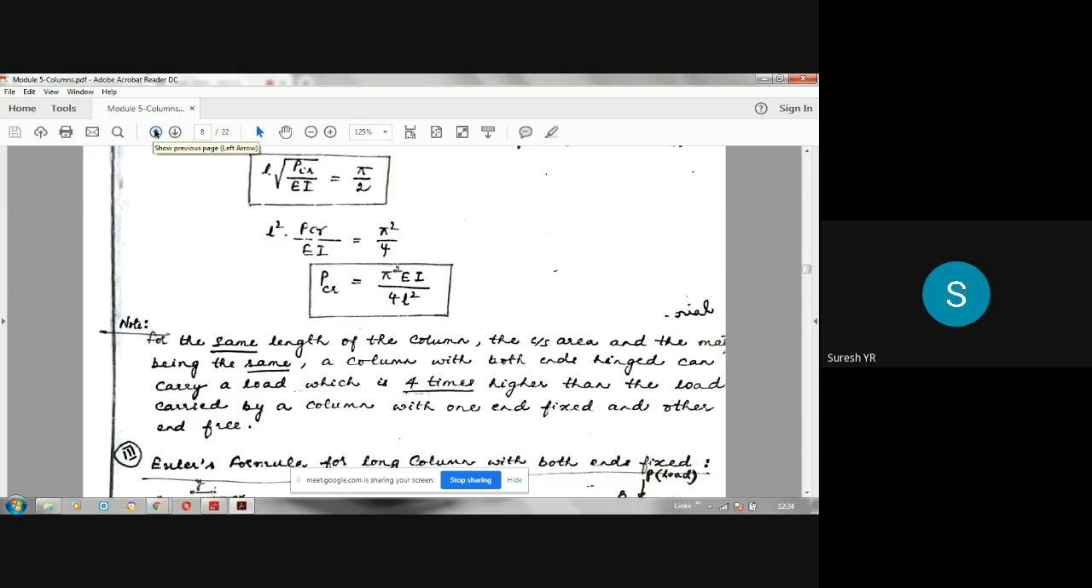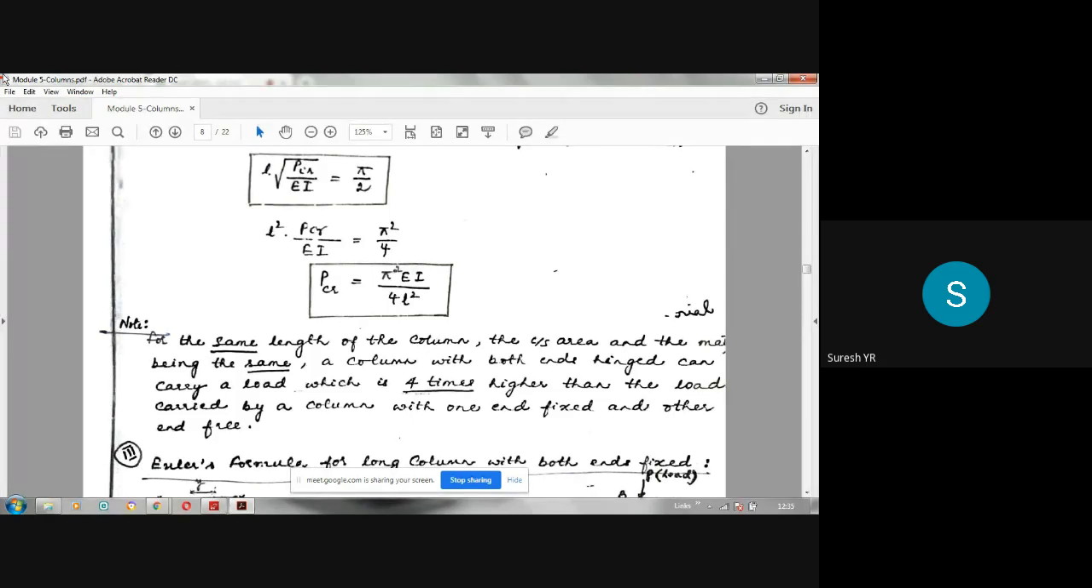In other words, if you compare two columns that have the same length, the same E value and the same I value, so E, I and L are the same, and the only change is in the boundary condition. In the first column, both the ends are hinged. In the second column, the bottom end is fixed and the top end is free. If you compare the load carrying capacity of those two columns, the first column can take 4 times more load than the second column. So both ends hinged is 4 times stronger than one end fixed and one end free. This is what I wanted to explain to you today.